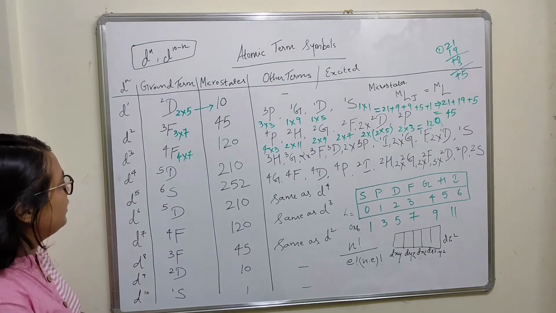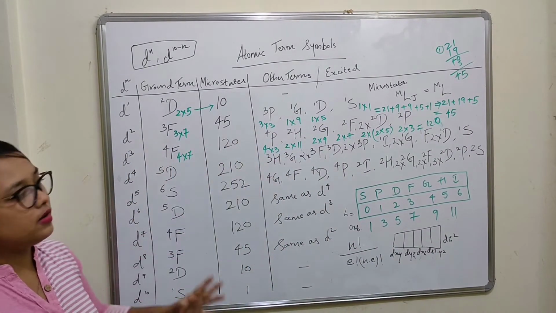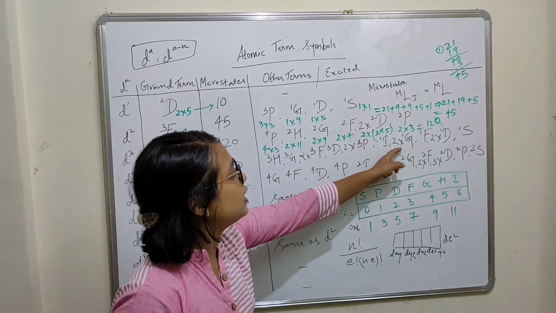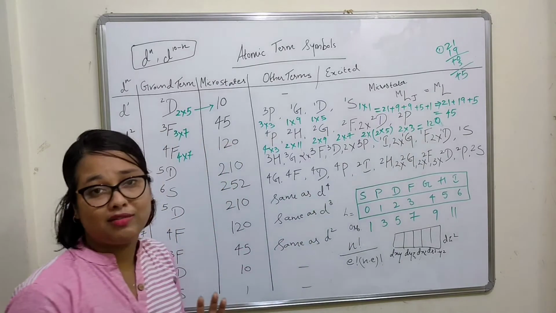Similarly, for D4, you will have an extensive amount of calculation, but you can check. Again here, 2 times 3F, 2 times 3P, 2 times 1G, 2 times 1D. So all of that you have to consider.